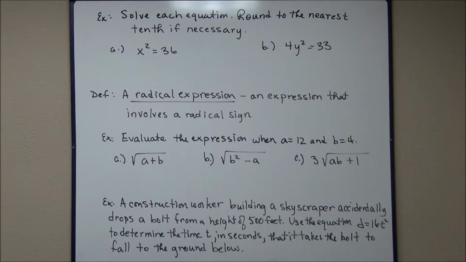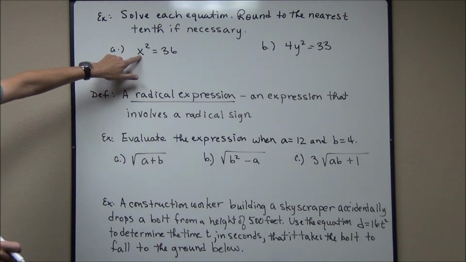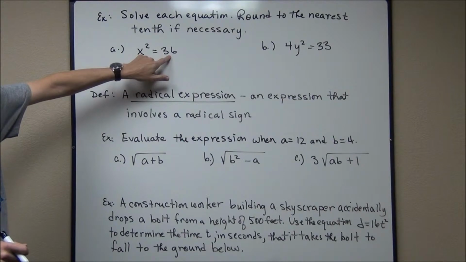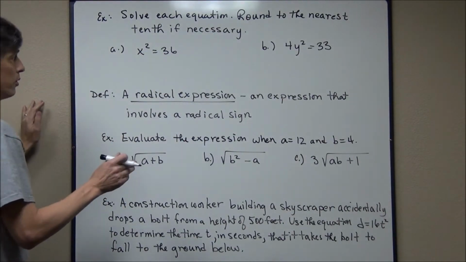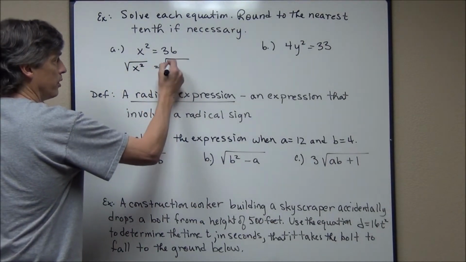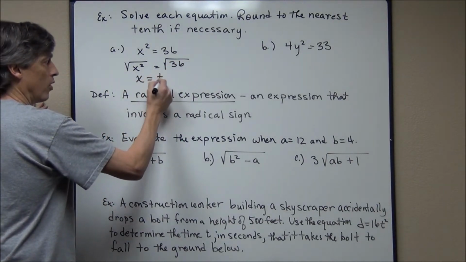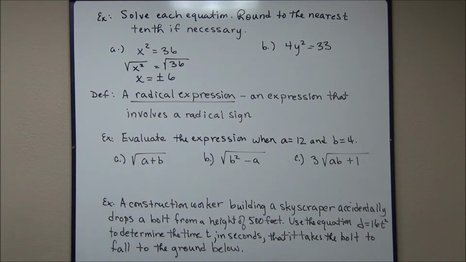Okay, now we're going to solve equations using square roots. It says here, solve each equation, round to the nearest tenth if necessary. Well, it's not going to be necessary on the first problem because we have x squared equals 36, and we know 36 is a perfect square. So what I'm going to do is take the square root of both sides. I'm going to take the square root of x squared. I'm going to take the square root of 36. And I'm going to get x equals plus or minus 6 because there are two square roots, one positive and one negative.